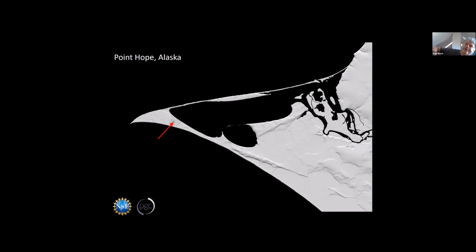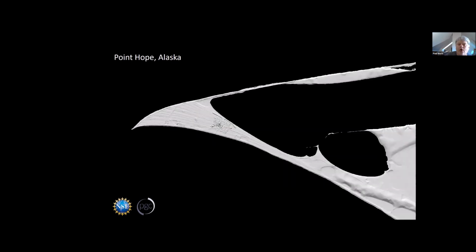This is Point Hope, Alaska. So if you go about halfway up, two-thirds of the way up in Alaska, and then go all the way west, this is a sandbar, and Point Hope is right there. It's good enough you can actually see the seawall that keeps the town from being flooded by the lagoon here.